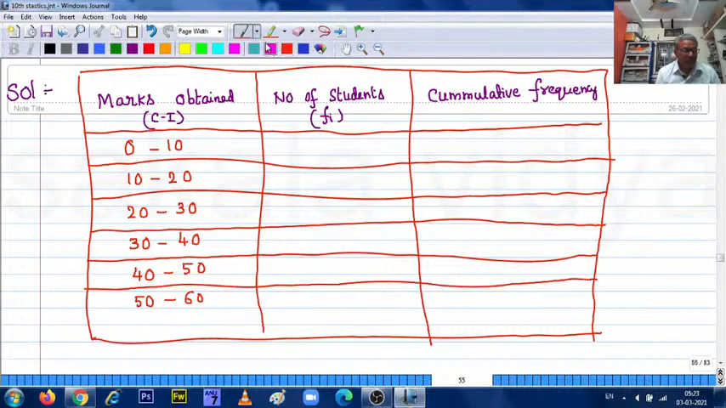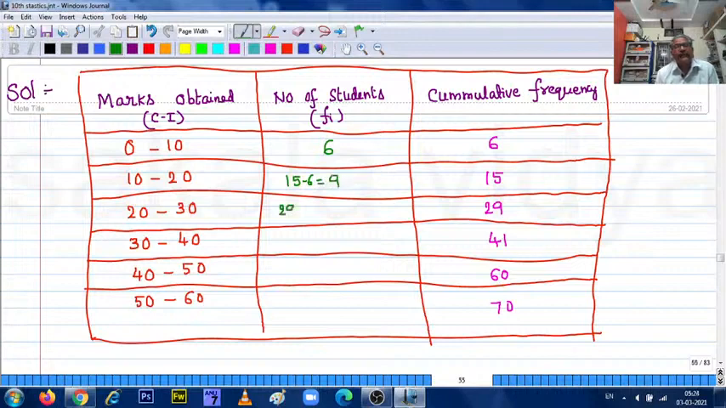So first write down the cumulative frequency given. This is 6, 15, 29, 41, 60 and 70. But we need to find out the frequency. So how to find out the frequency? Very simple. Here first write down 6. Then 15 minus 6 is equal to 9.